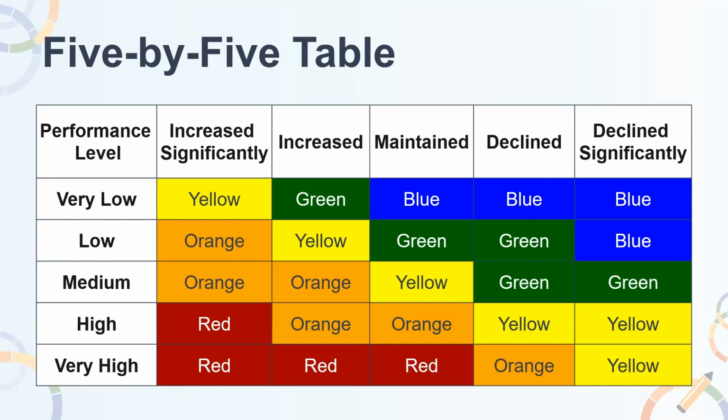To receive a green performance level, an LEA, school, or student group would need one of the following combinations: a status of very low with a change of increased, or a status of low with a change of maintained or a change of declined, or finally a status of medium with a change of declined or a change of declined significantly.